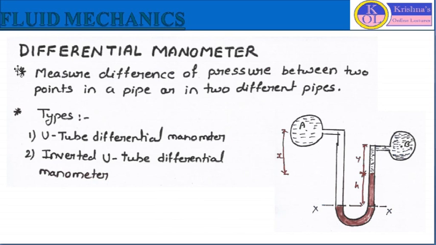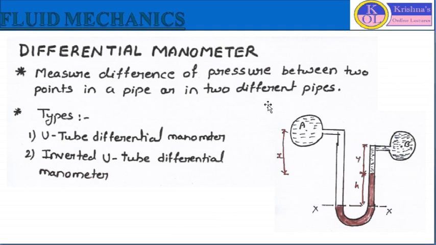So here I will discuss differential manometer. As I told you, this particular device is generally used to measure the difference of pressure between two points in a pipe or in two different pipes. So let us consider a pipe, and if we are considering two different points in a pipe, we can measure the difference of pressure between those two points. Or if we are considering two different pipes and two different points in the pipes, we can find out the difference of pressure for that particular condition.